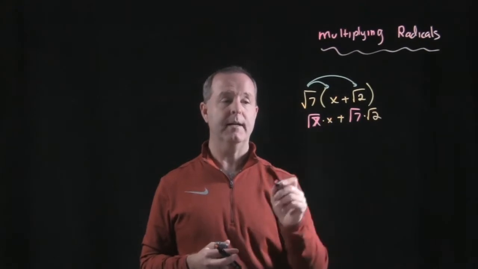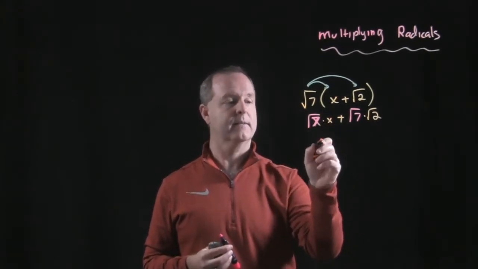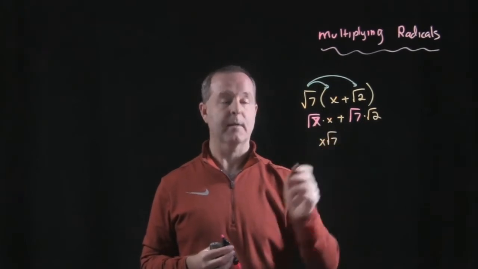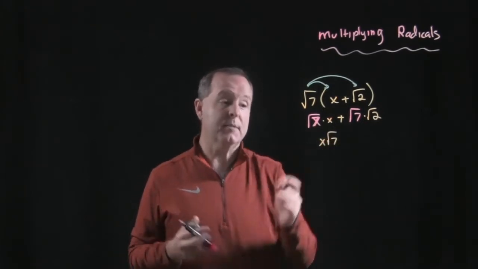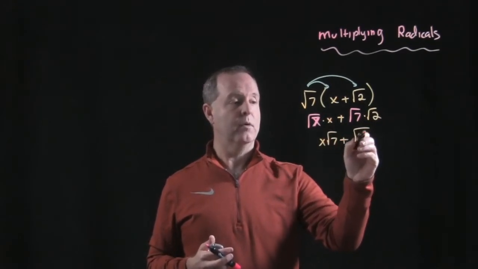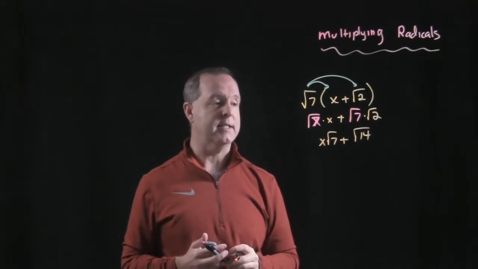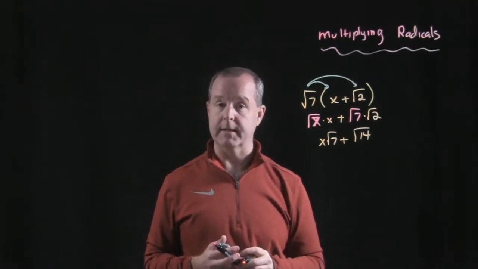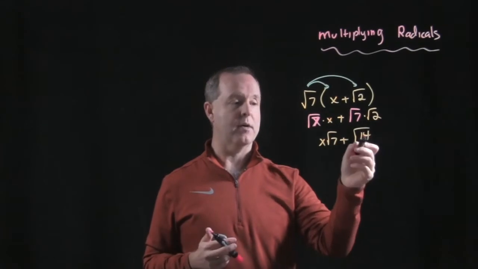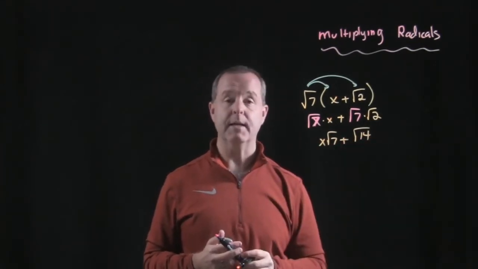Now I multiply root 7 times an x. That is an x root 7. I can't combine those terms in any way. It just becomes x root 7 plus root 14. And from there, I check to see if there are any perfect squares in root 14 that are factors. There are not. And so my result is completed.